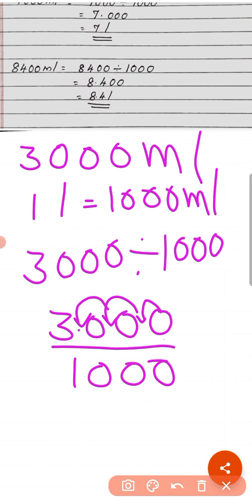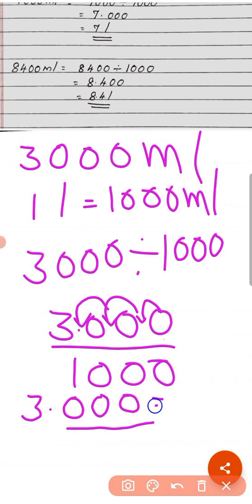That is 3.000. These zeros are valueless. After the decimal, the zeros are valueless. So, we can write this as 3 liters. So 3000 milliliters is equal to 3 liters. Here we are changing milliliters into liters.